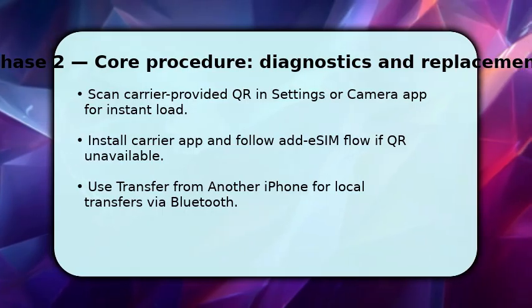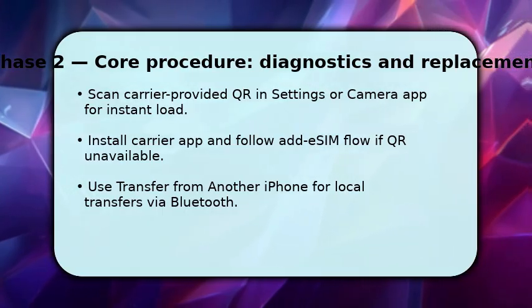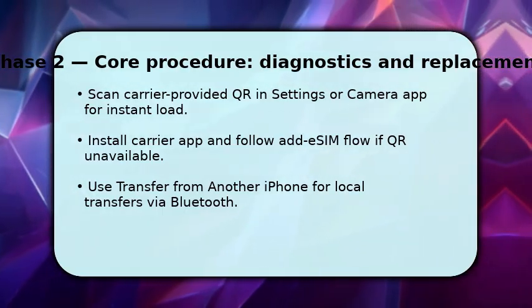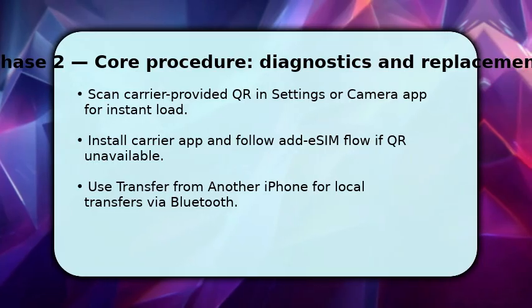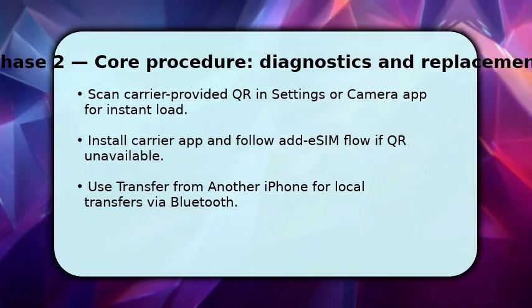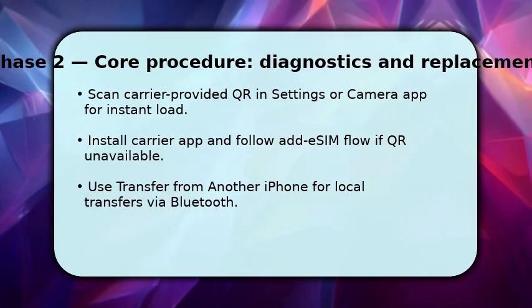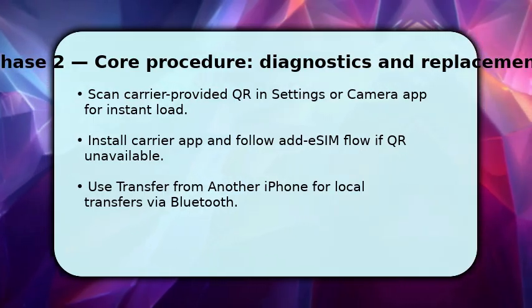Scanning a carrier QR is fastest because it contains the SM-DP+ address and activation code the iPhone needs. If you use the carrier app, grant it permission to add cellular plans. This prevents manual code entry and speeds provisioning.